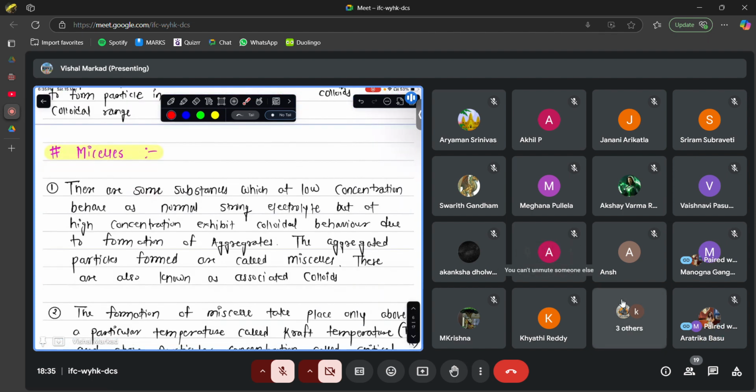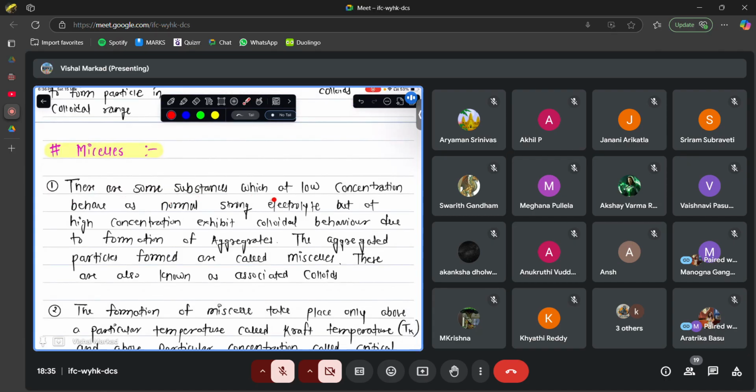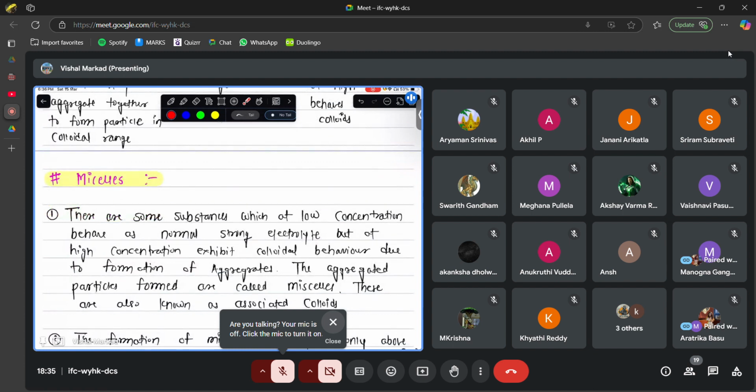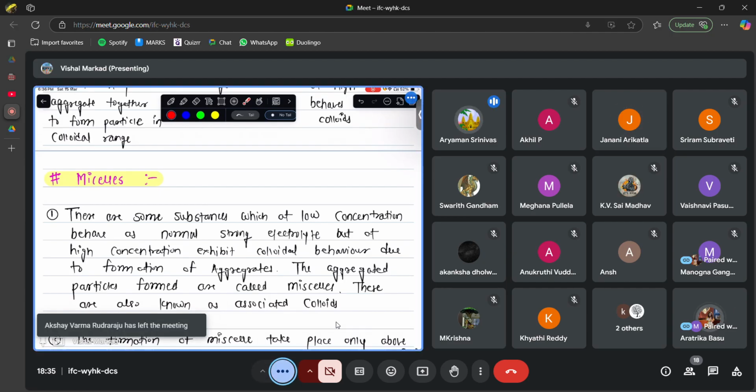Okay. Now, what is the micelle? There are some substances which at low concentration behave as normal strong electrolytes, but at high concentration exhibit colloidal behavior due to formation of aggregates. The aggregate particles formed are called micelles. These are also known as associated colloids. Substances which at low concentration behave as strong electrolytes, but at high concentration form colloids, those are called micelles. Clear? Yes, sir. Okay.